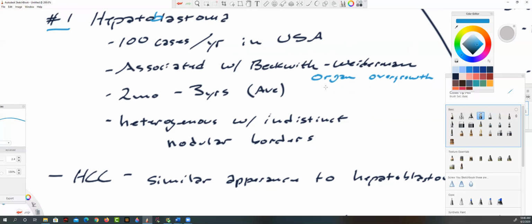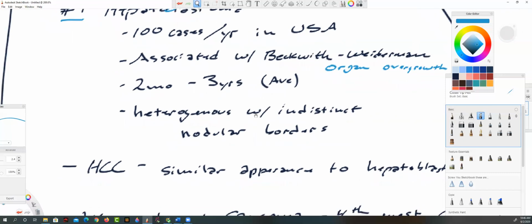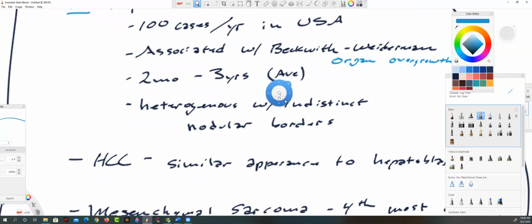Organ overgrowth, everything from the tongue is too big to fit in the mouth to very large liver and spleen, and everything is overgrown. And so it's an overall large child too, but not because of fat, because of organomegaly. Organomegaly, yeah.